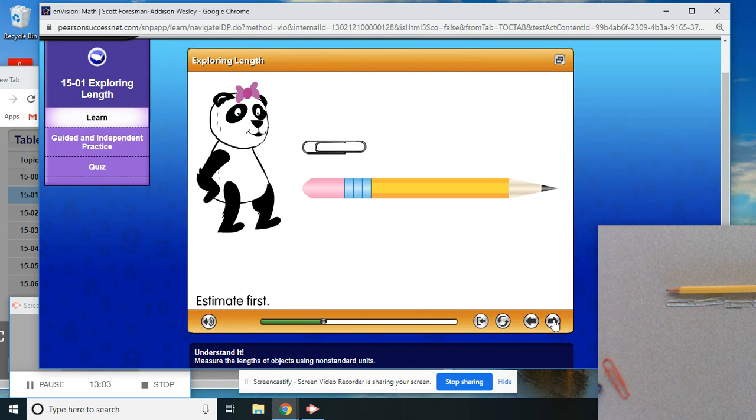Estimate first. It is always good to estimate first before you measure. An estimate, remember, is a guess. It is not an exact answer. So obviously it's not just 1 paper clip here. Is it going to take 10 paper clips to get to the end of the pencil? Probably not. Will it take 5 or less? Yeah, I would probably estimate maybe 4 to 5 paper clips. Your answer might be different. It is an estimate. It's not going to be exact.